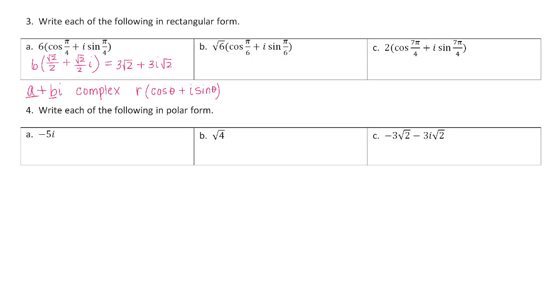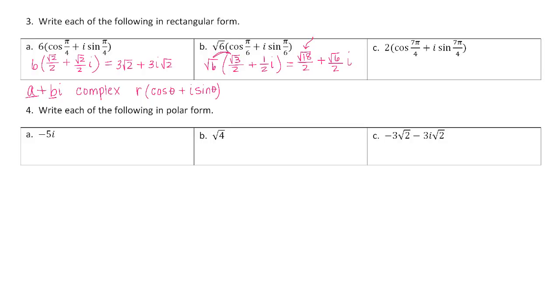All right, moving on to B. Same idea again. So we do have root 6 times, and cosine of pi over 6 is going to be root 3 over 2 plus 1/2 i. And now we go ahead and distribute through and multiply our root 6's. So we're going to have root 18 over 2 plus root 6 over 2i. I do realize that the root 18 will reduce, but it's really not necessary here.